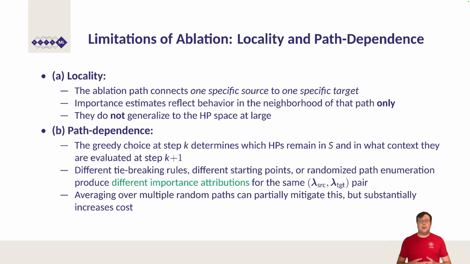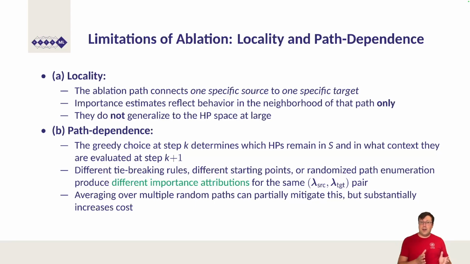Two further structural limitations. First, locality. The path connects one specific source to one specific target, so the estimates characterize behavior only in the neighborhood of the path. They do not generalize to the configuration space at large. This is a fundamentally local explanation.